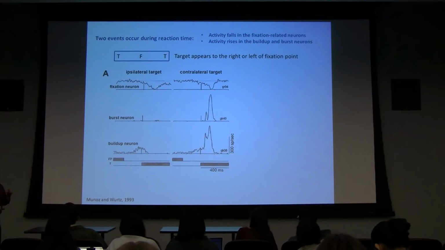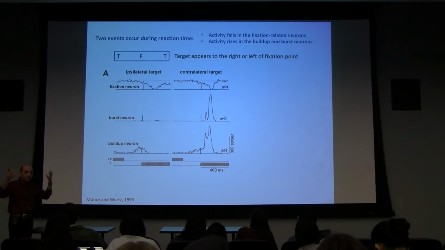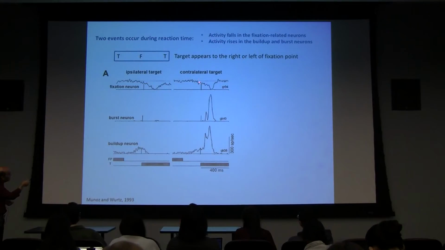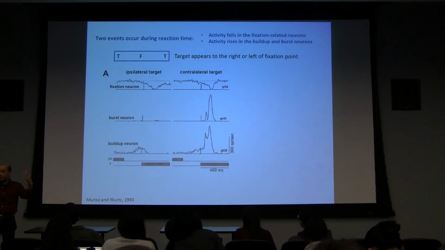So the anticipation, because you know the stimulus is either going to appear here or there, is shown here in the buildup, and is shown here in the fall. Both of these are saying something important is going to happen. The fixation is going to go away. The cell on the right colliculus is saying, I think a stimulus is going to appear in my receptive field.